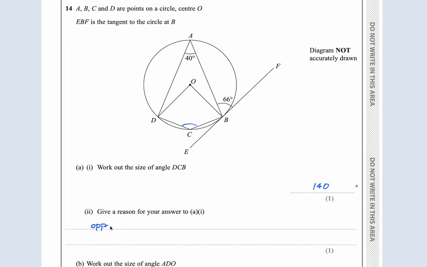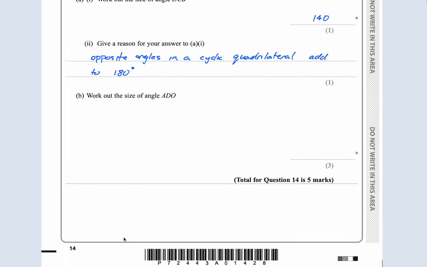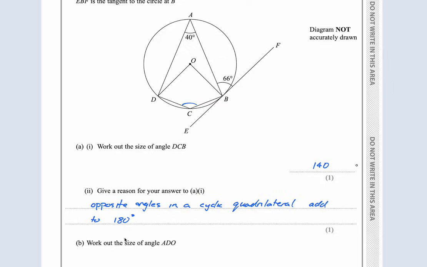The reason: opposite angles in a cyclic quadrilateral add up to 180 degrees. That's the reason. Then work out the size of angle ADO. Okay, ADO. So he wants this angle here.